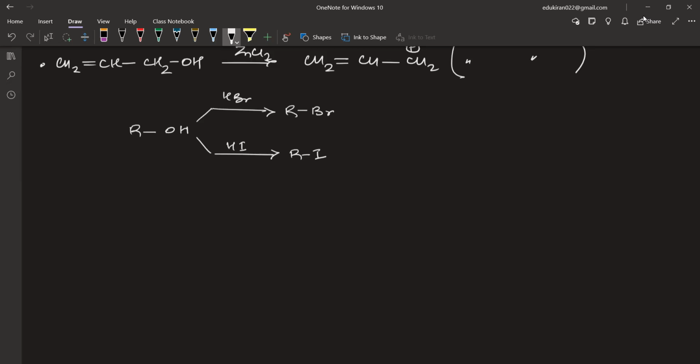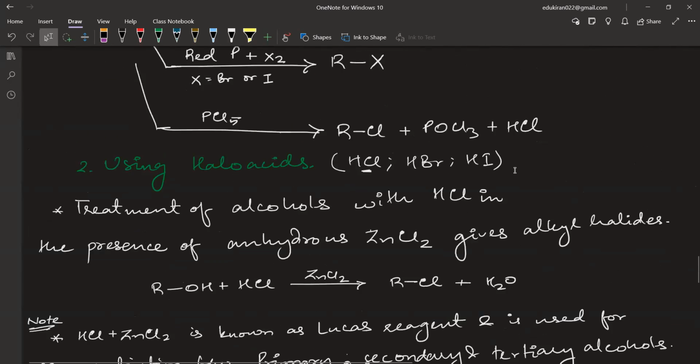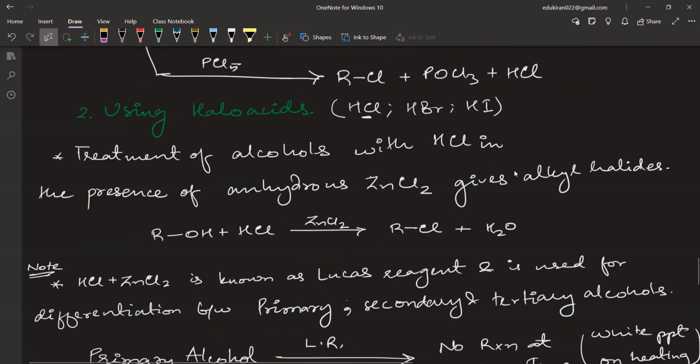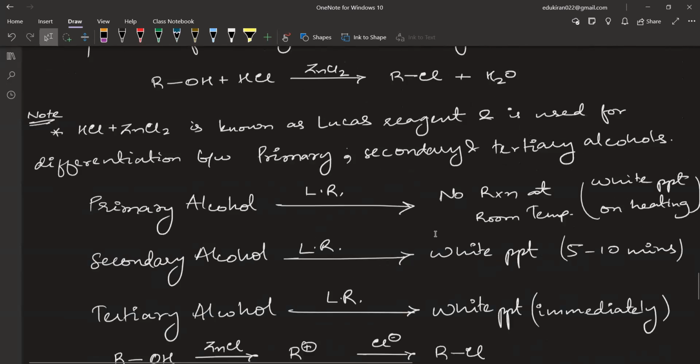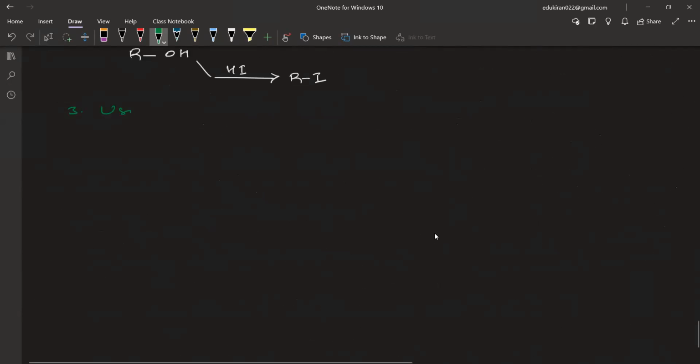Right, the next reaction. So what did we see? First, the phosphorus base. Then we saw using halo acid. Third is the most important one: using thionyl chloride. Please write the statement. The statement is important here.